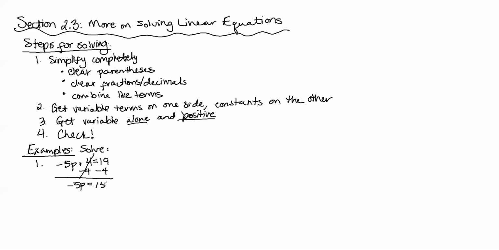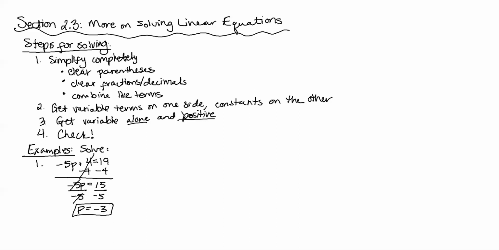equals 15. Now we want to get rid of this negative 5, and always think about how the number is joined to the variable or the variable term. Negative 5 is being multiplied by p, so we do the opposite and divide by negative 5. What we do to one side, we have to do to the other. The negative 5's cancel, and so we're left with p equals negative 3. If you were going to check this, always make sure you're plugging this back into the very first equation, before you did any simplifying.